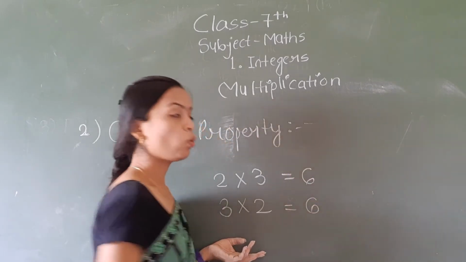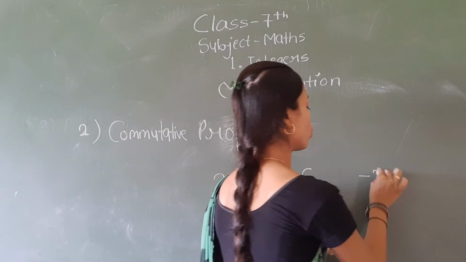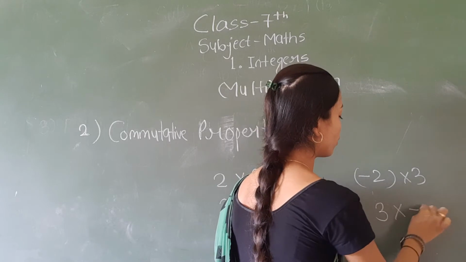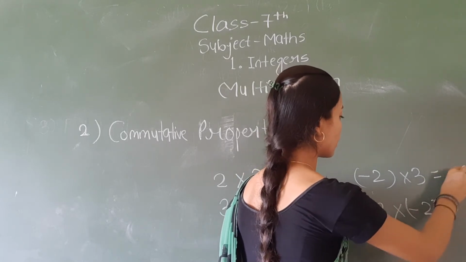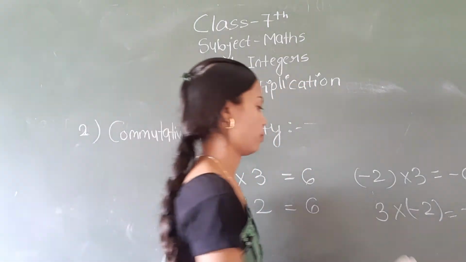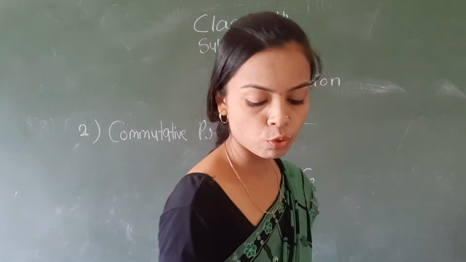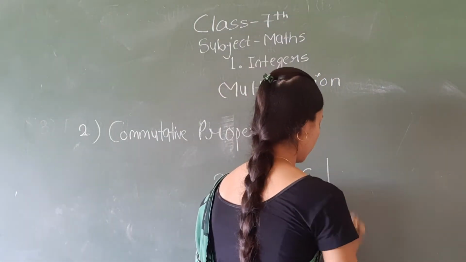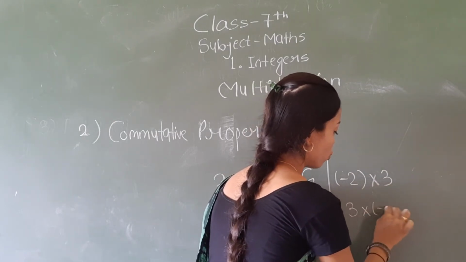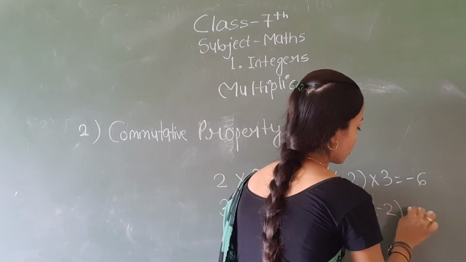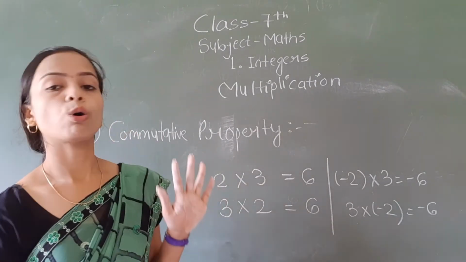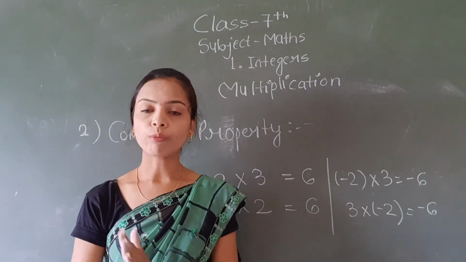In the negative case also, if you multiply minus 2 with 3 and you change the places, that means you multiply 3 with minus 2, in both cases your answer will remain the same. I will write it a little bit to the left so that it can be clearly visible to you. That is minus 2 into 3 and 3 into minus 2. In both cases your answer is minus 6. That means commutative property also follows for the multiplication of integers.